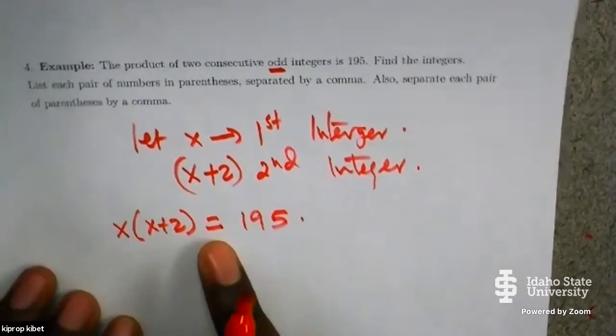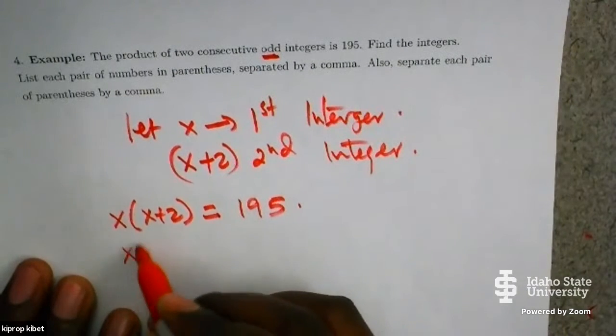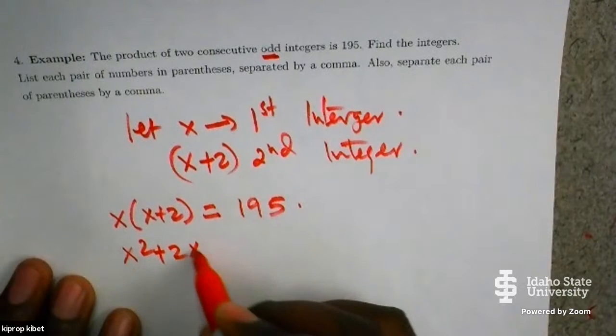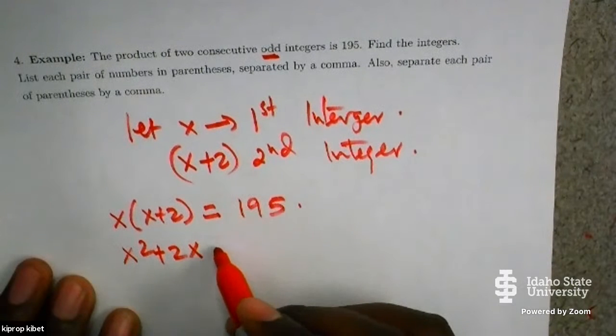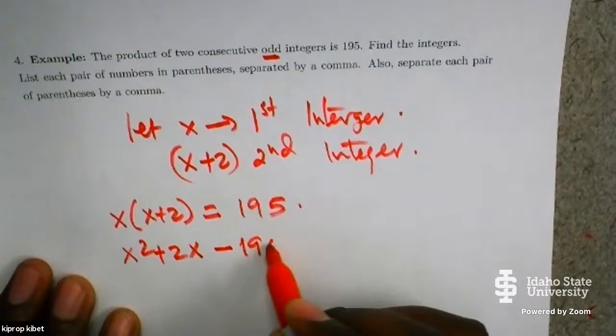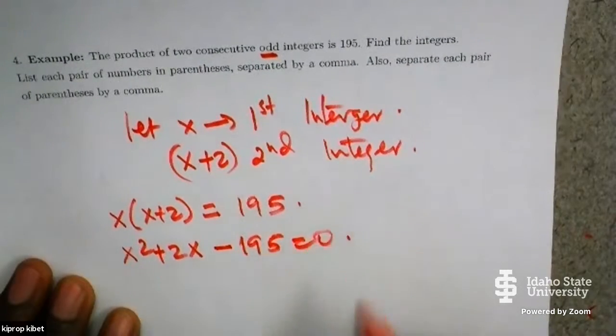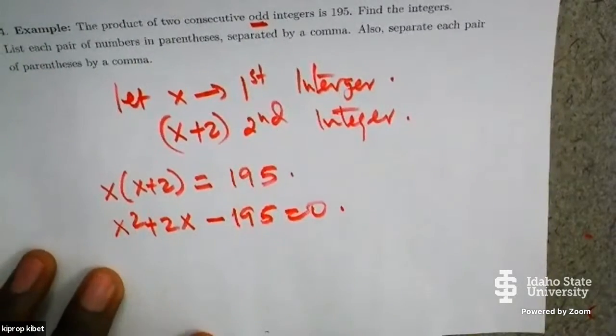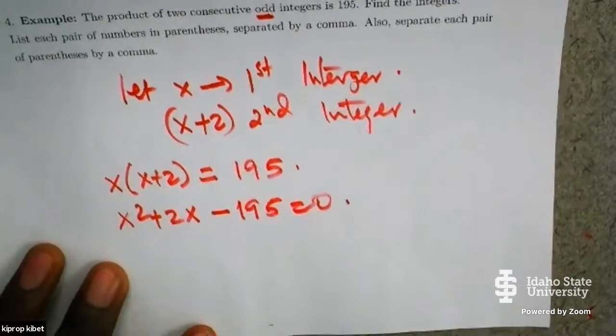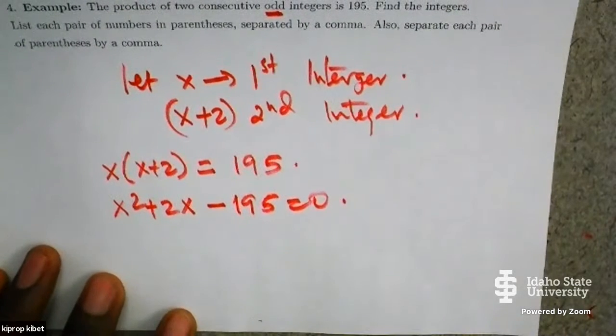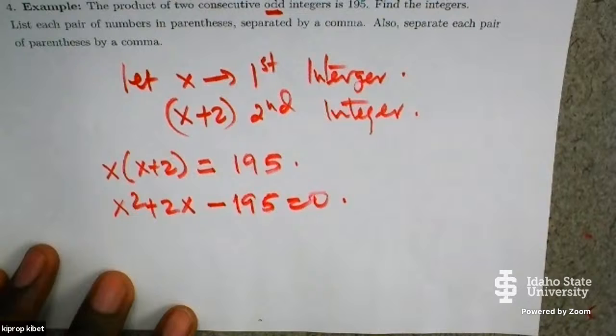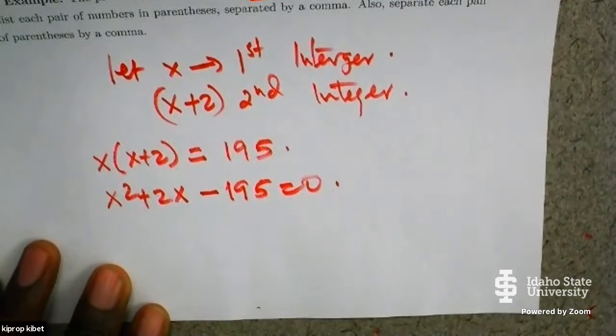So when you open these brackets, then it will be x squared plus 2x. Then you bring 195 to this side, minus 195 equals 0. So there you can now be able to solve. The first step, we don't have the greatest common factor there.